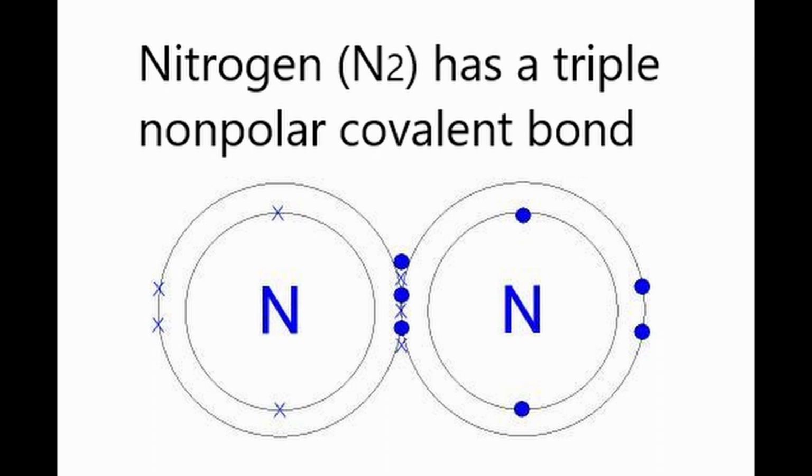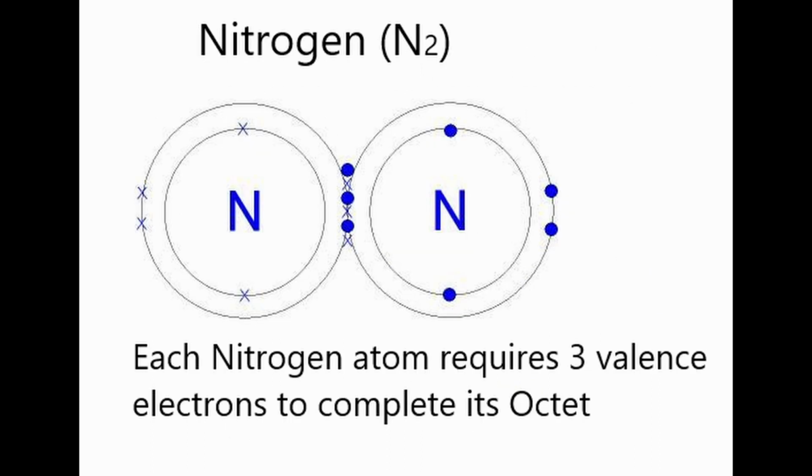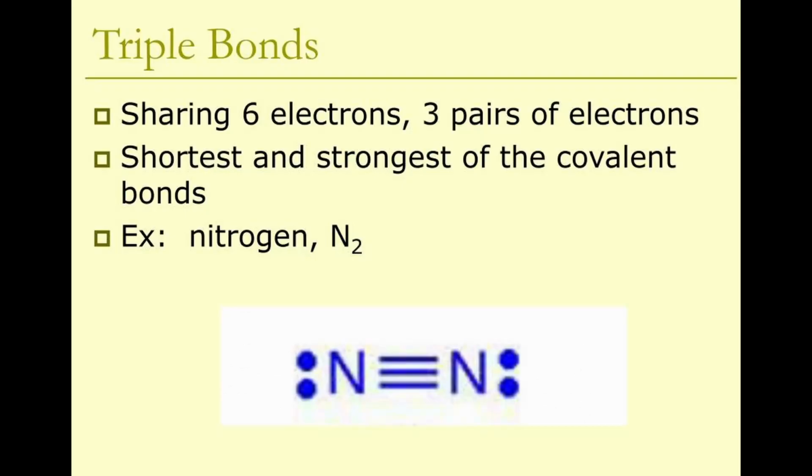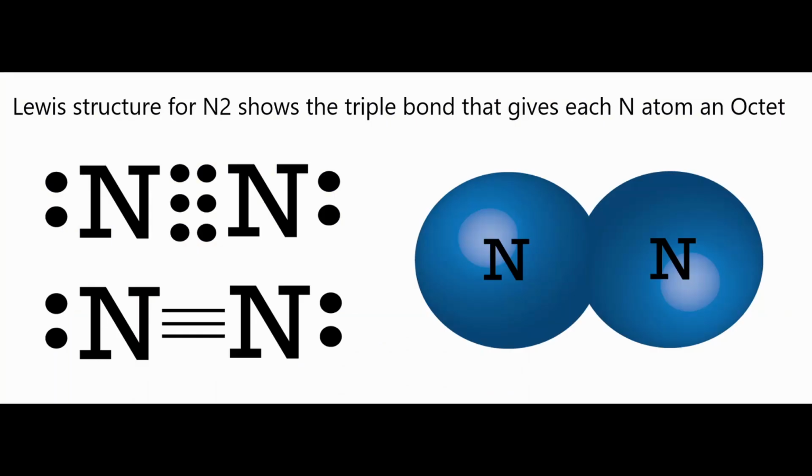Nitrogen, N2, is another gas that has a nonpolar covalent bond. In the case of nitrogen, N2, each N atom requires 3 valence electrons to gain a full octet. N2 has a triple nonpolar covalent bond. The figure contains a Lewis diagram representing the 2 nitrogen atoms with 5 valence electrons each, and a triple bond indicating that they share 3 of each other's valence electrons. One can count the 8 valence electrons around each N atom.